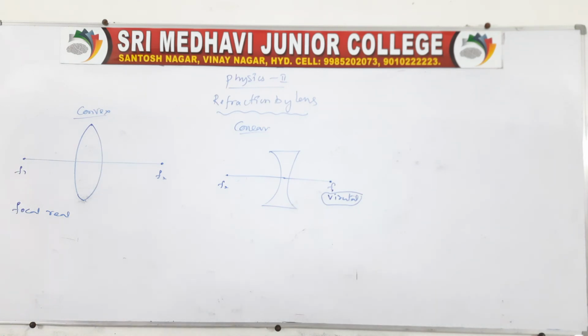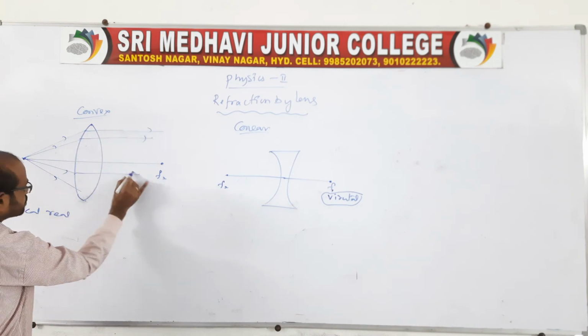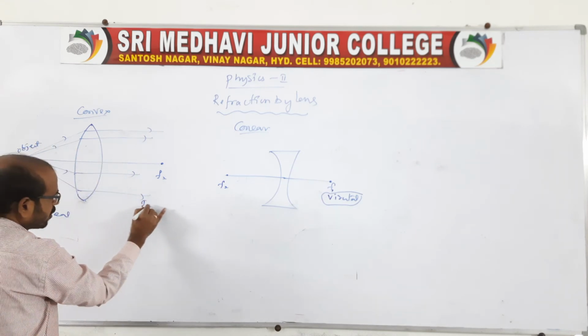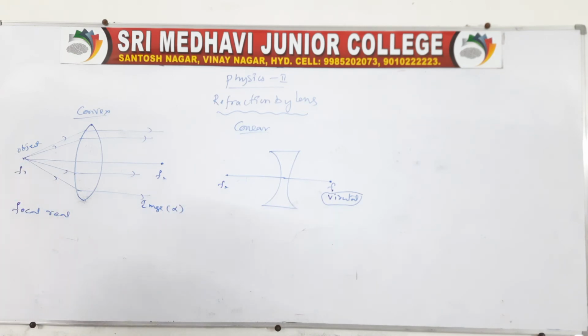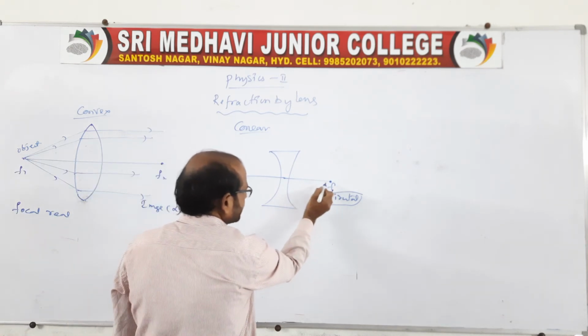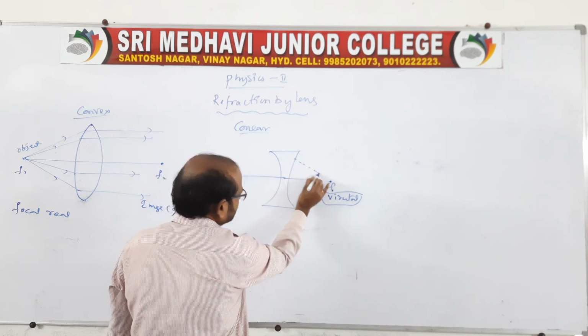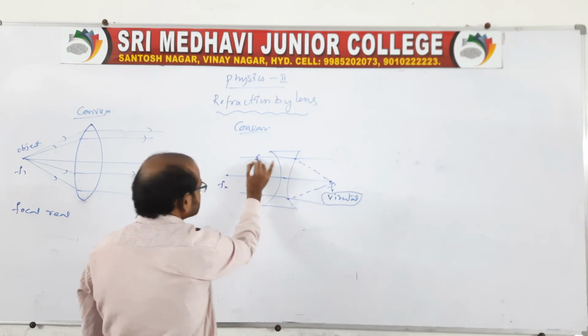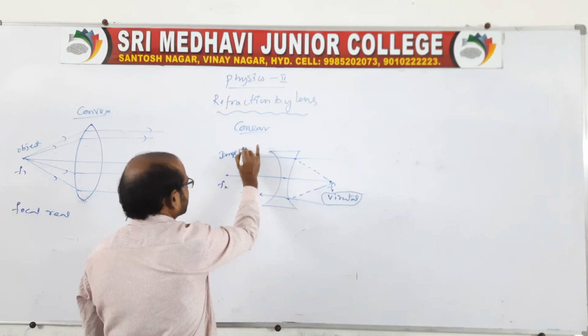Now, I'll tell you one point. Suppose the object is at the focal point, the rays go like this. Therefore, the image will form at infinity. When the object is at a focal point, the image forms at infinity. Very simple. In case of a concave lens it is also the same. If the object is at the focal point, the rays go like this, like virtual, no? Again it forms an image at infinity.